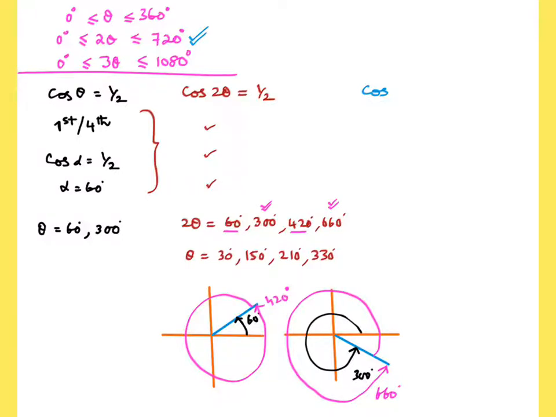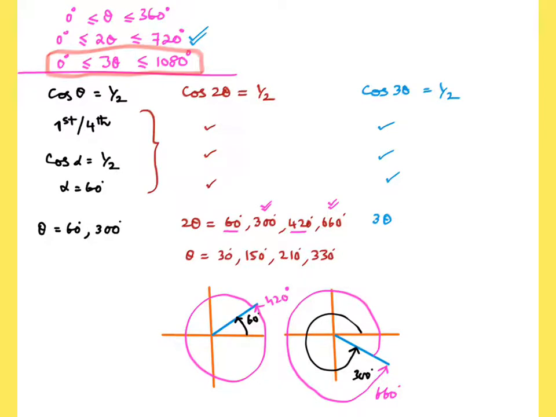Again, playing around with the coefficient: cos 3 theta equals a half. My first step is the same. My second step is the same. 3 theta lies between 0 and 1080. Look at this corner over here. This is what I'm referring to.